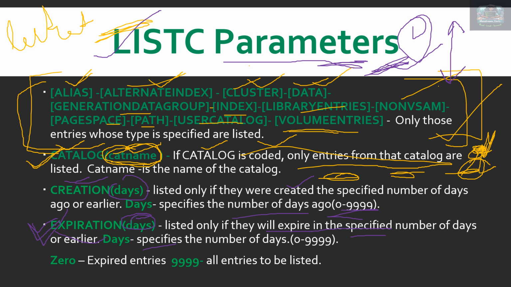Whatever number, it will be from 0 to 999. So if you give 999 there, it will list all the entries. Every entry will be listed. But when you give 0, it will give all the entries which are already expired. So that is how it works.